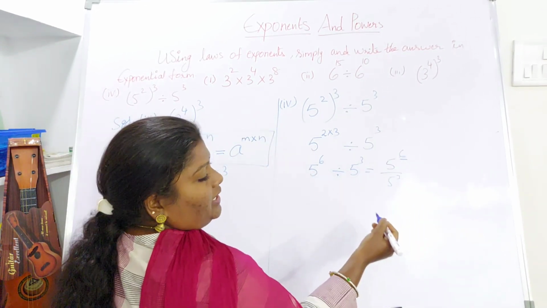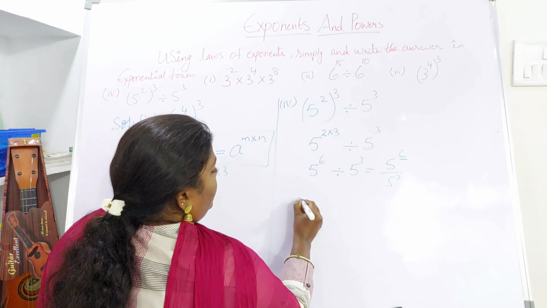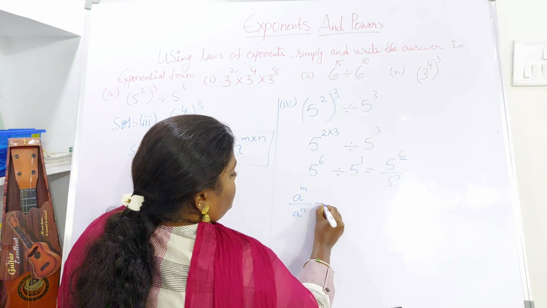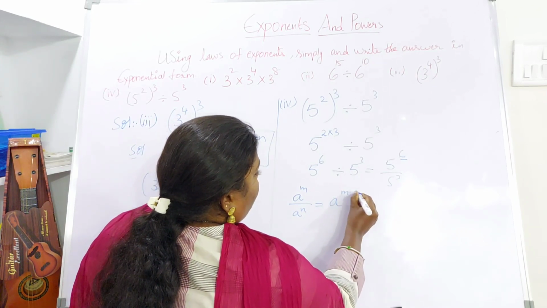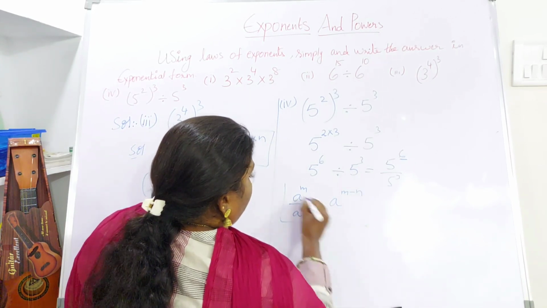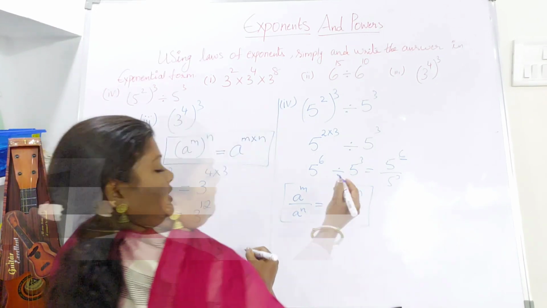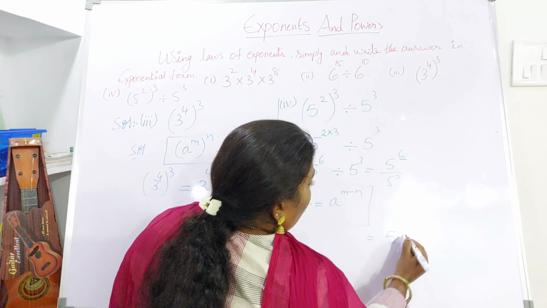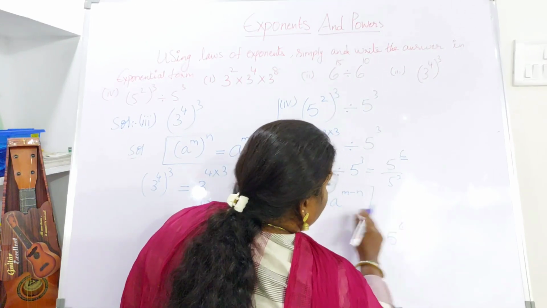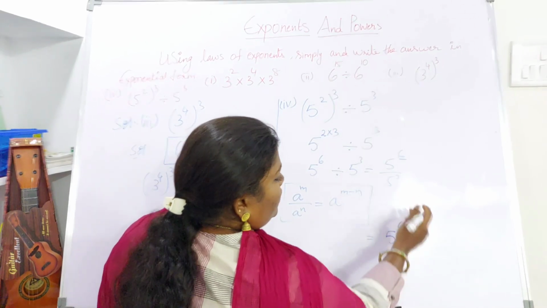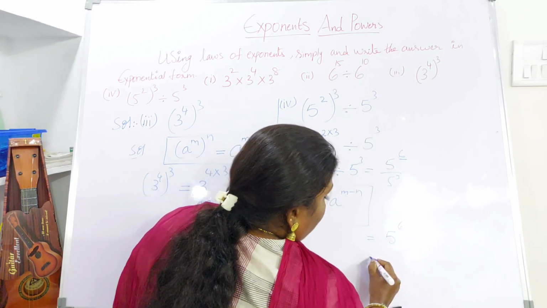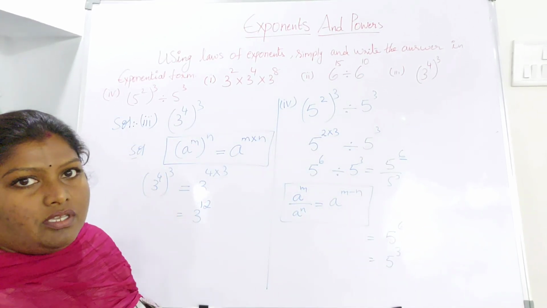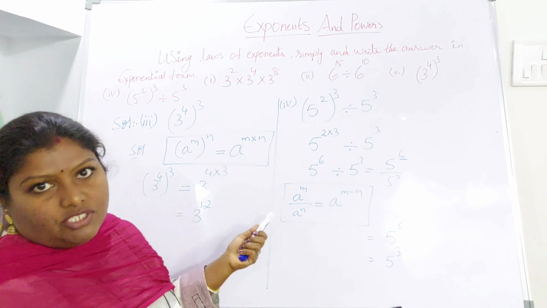Now if m is greater, you have a formula a power m by a power n is equal to a to the power of m minus n. So this is nothing but 5 to the power of 6 minus 3, m minus n. So you are going to subtract 6 minus 3, that is nothing but 5 to the power of 3. So let me continue with the next problem.